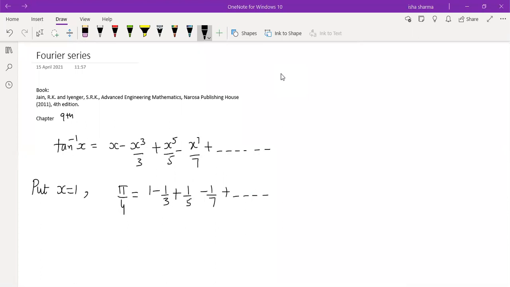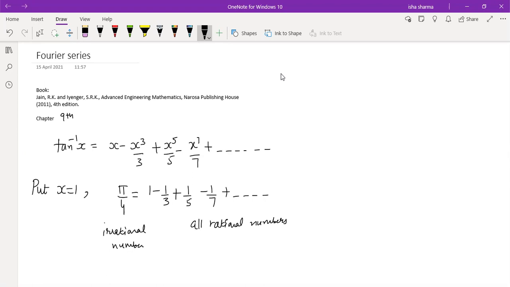It's remarkable that on the left hand side you have an irrational number, pi by 4. Everybody knows pi is irrational. But on the right hand side we have all rational numbers. That is the remarkable thing about these infinite series: if you add rational numbers infinitely many times, they can give you an irrational number, because theoretically it is so.